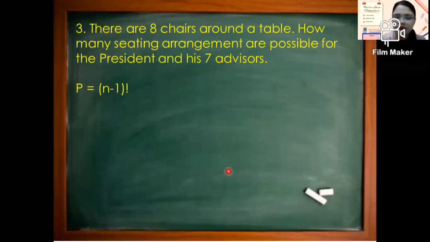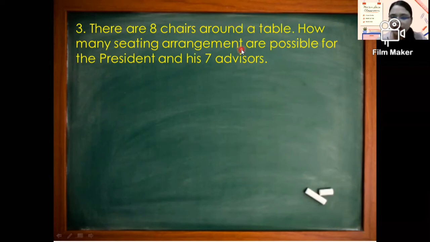Let's have this example. There are 8 chairs around a table. How many seating arrangements are possible for the president and his advisors? Since meron daw pong 8 chairs around a table, so that will be the keyword. The word around or round pertains to a circle. So, ibig sabihin, ang ating permutation ay tinatawag nating circular permutation. So, ang formula na gagamitin natin ay permutation is equal to n minus 1 factorial.